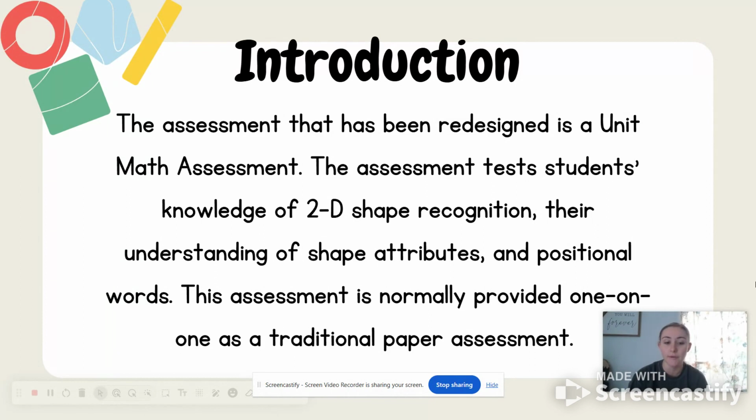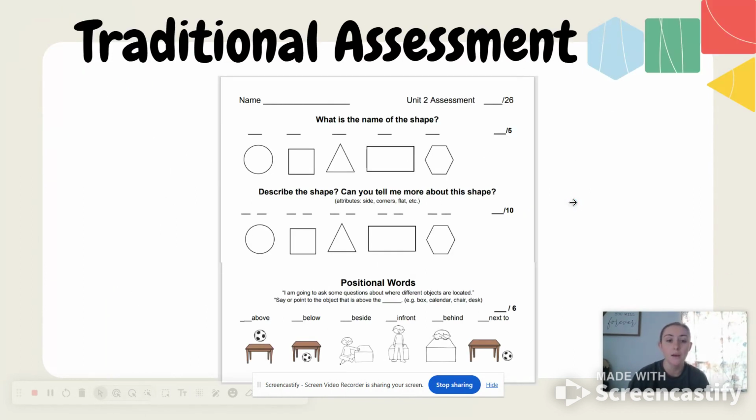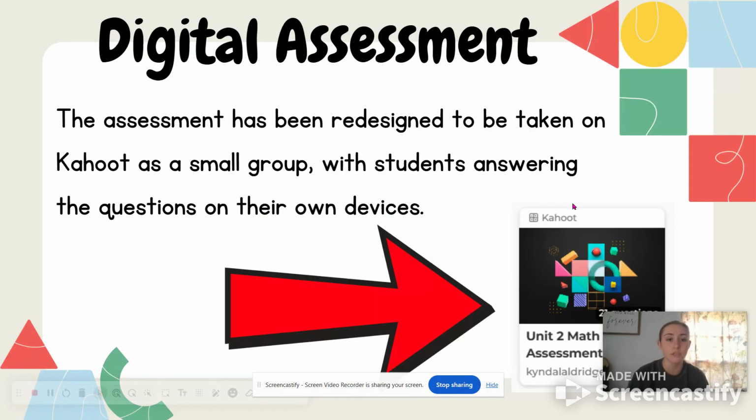The assessment is normally provided one-on-one as a traditional paper assessment. This is what the traditional assessment normally looks like, listening to them recognize shapes, tell about the shapes, and use those positional words with the pictures.